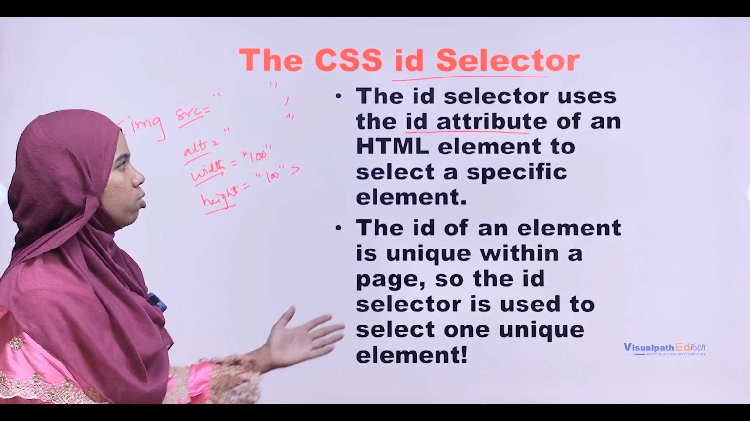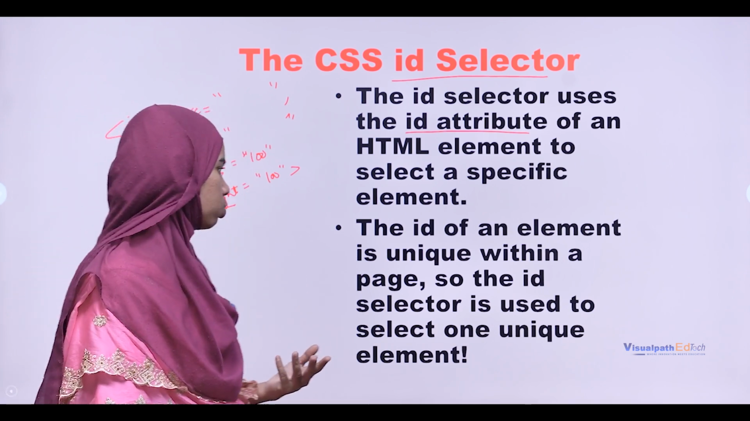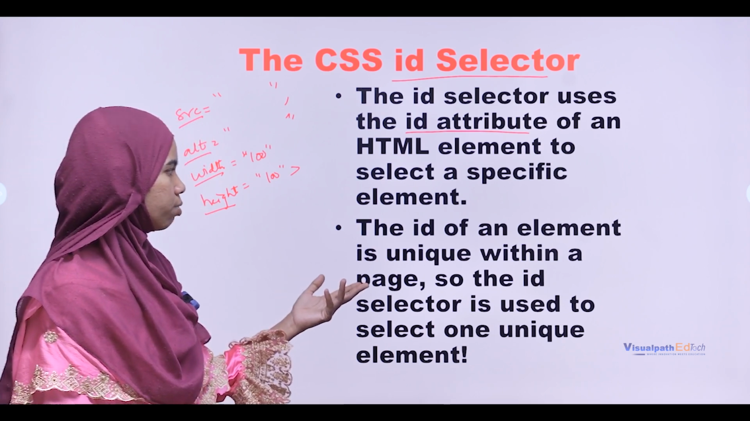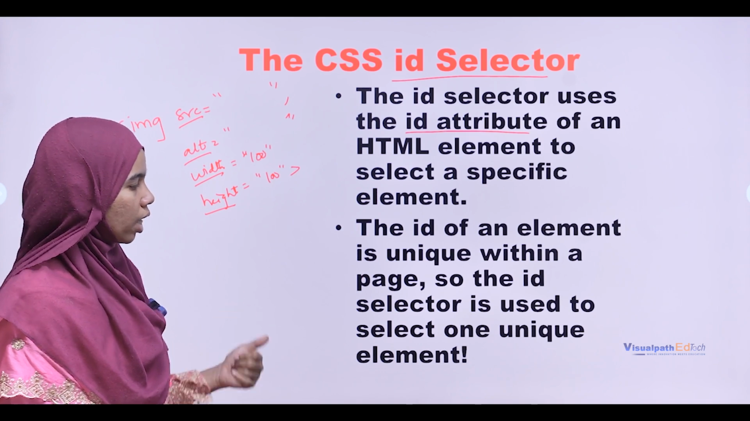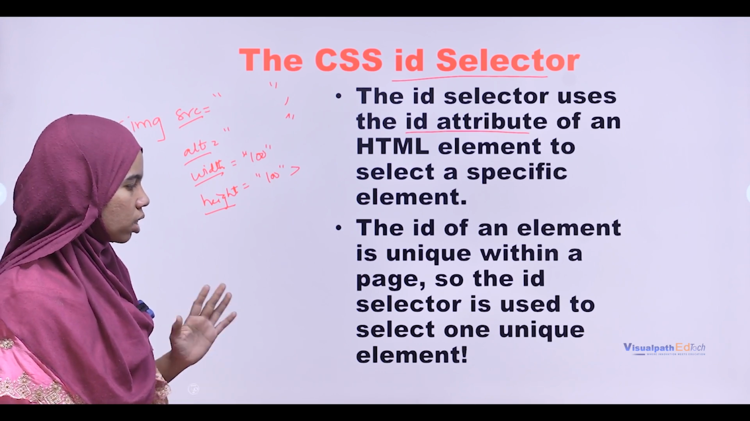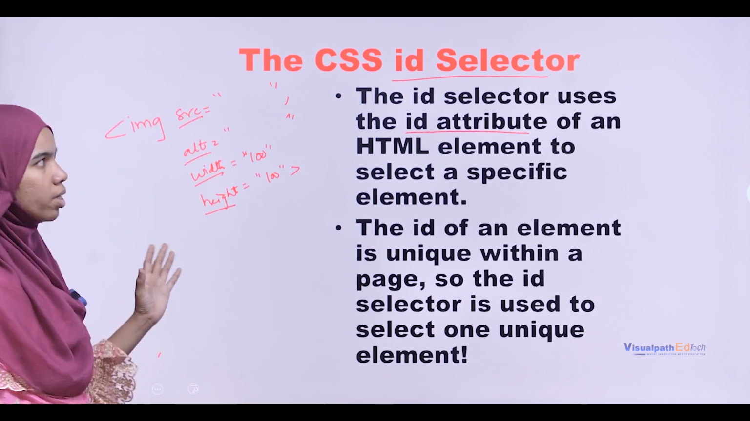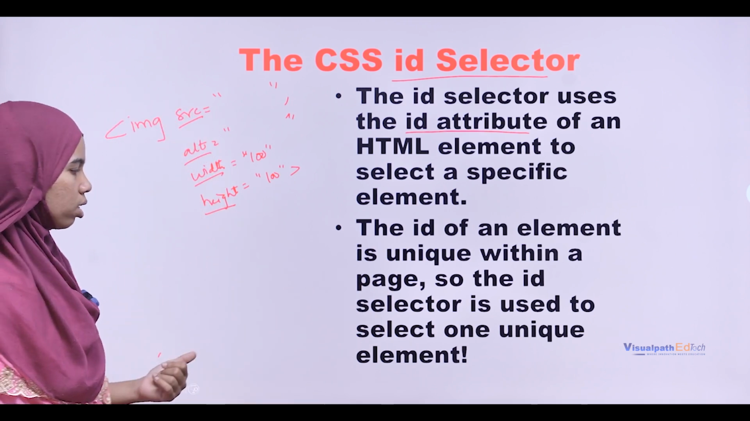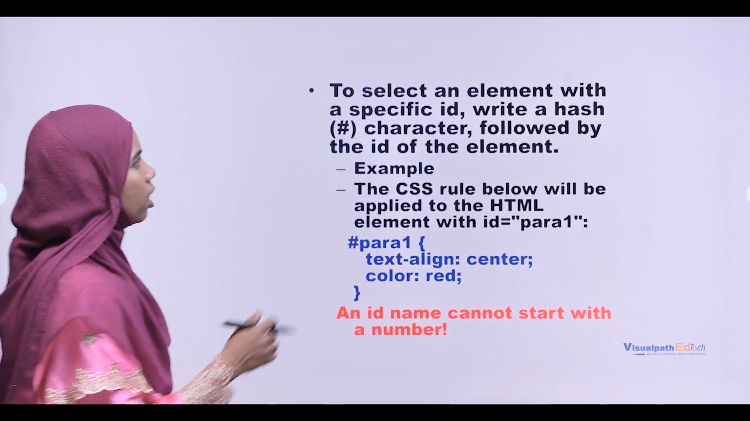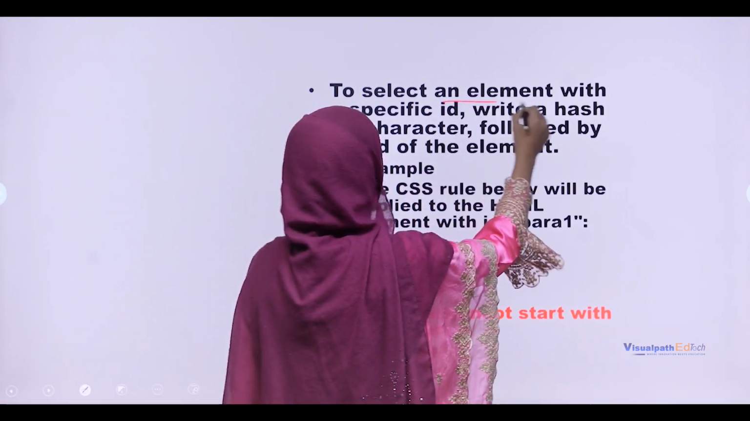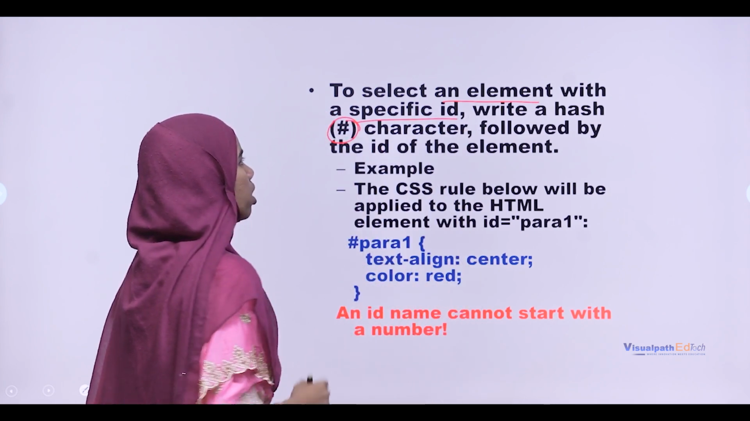For these attributes, we can create individual IDs for specifying them individually. The ID of an element is unique within the page. So the ID as a selector can be used to select an element uniquely. Once you mention them separately and individually, you can uniquely use them. For selecting an element with a specific ID, we will be writing a hashtag before it.